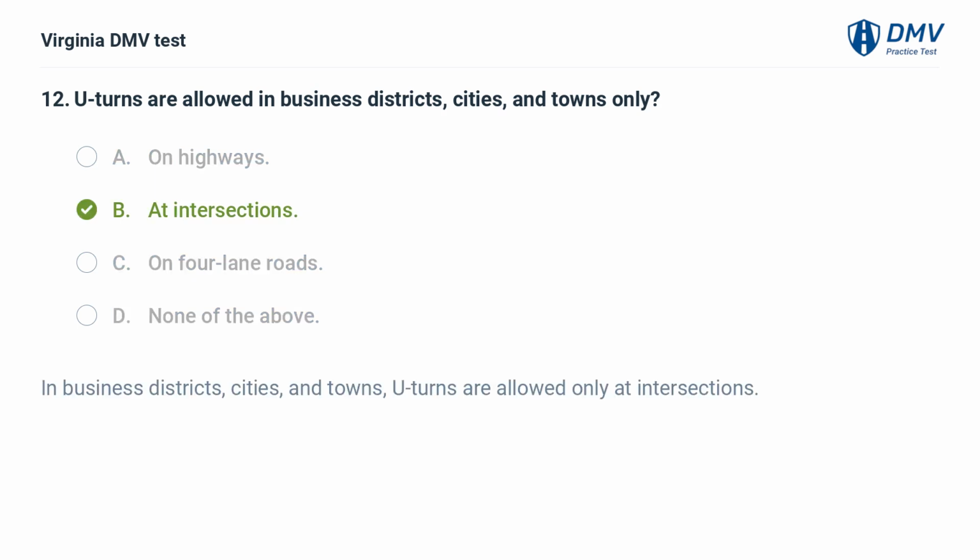B. At intersections. In business districts, cities, and towns, U-turns are allowed only at intersections.